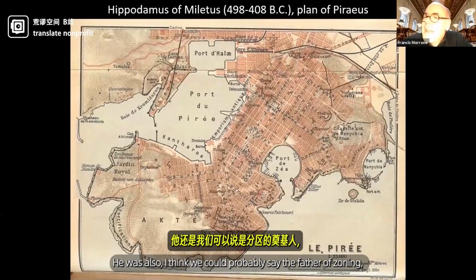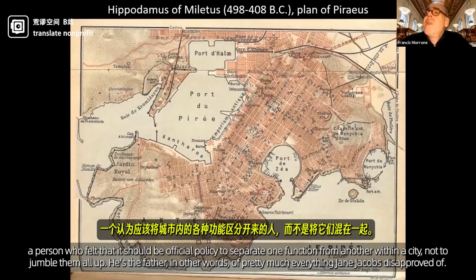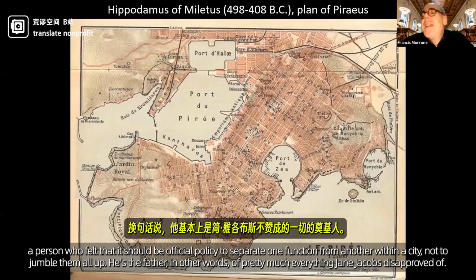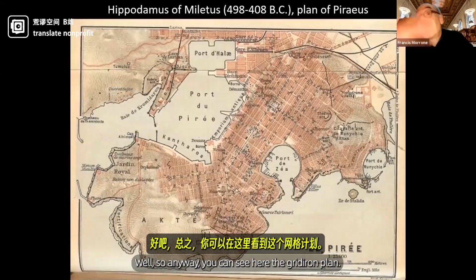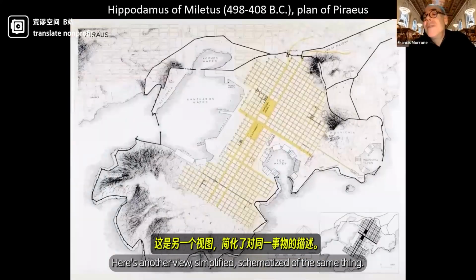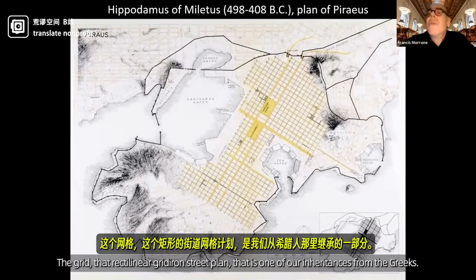He was also, I think we could probably say, the father of zoning, a person who felt that it should be official policy to separate one function from another within a city, not to jumble them all up. He's the father, in other words, of pretty much everything Jane Jacobs disapproved of. So anyway, you can see here the gridiron plan. Here's another view, simplified, schematized, of the same thing. The grid, that rectilinear gridiron street plan, is one of our inheritances from the Greeks.